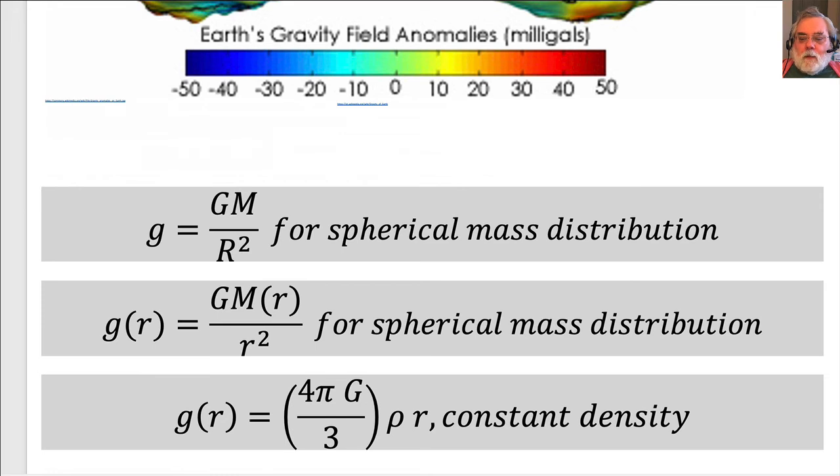We can use the formula for mass being volume times density, and we get that gravitational acceleration as a function of radius is 4 pi G over 3 times the density times the radius if the spherical object has constant density. If the sphere were to have constant density, then gravitational acceleration would be linear with radius as we go into the object, from 0 at the center to the surface value at the surface.